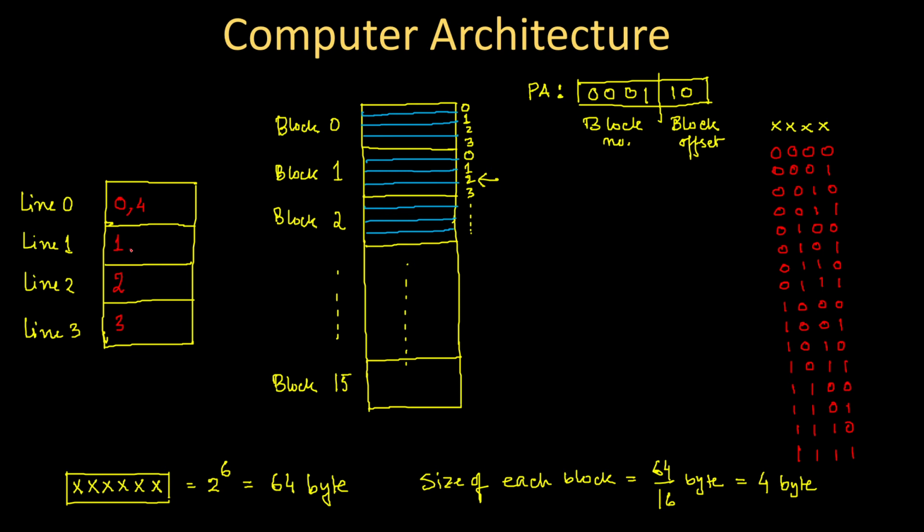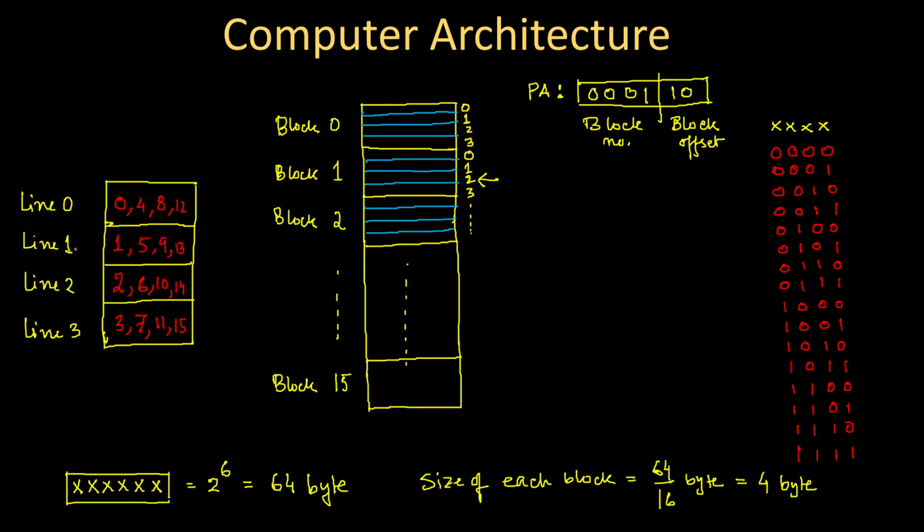Then block 5 will be in line 1. Block 6 will be in line 2. Block 7 will be in line 3. Then again block 8 will be in line 0, 9, 10, 11, 12, 13, 14, 15. So actually what I have written, I have said that this line number 0 should contain either data from block 0 or block 4 or block 8 or block 12.